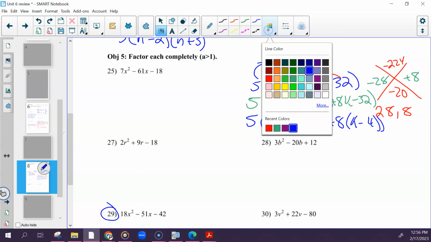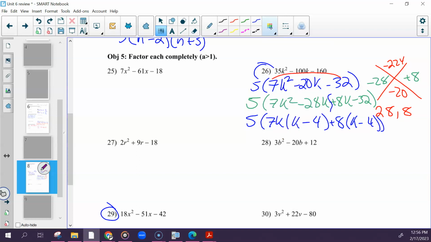So then what would our final answers be? 5 parentheses 7K plus 8 parentheses K minus 4. We can't divide anything else out of those, so that is our final answer. Questions on that one before we do this last one?